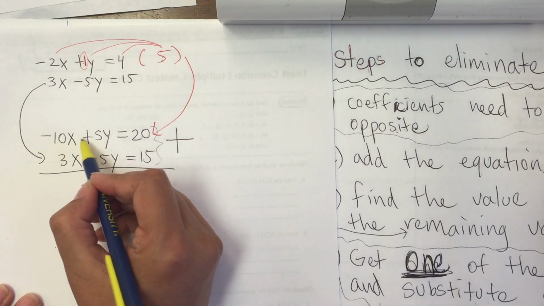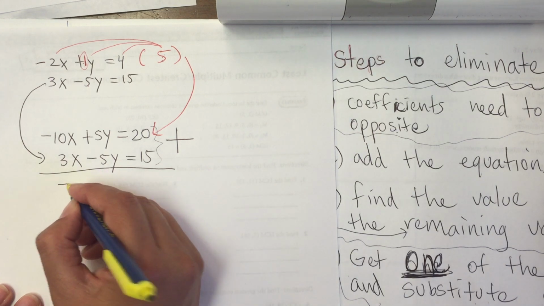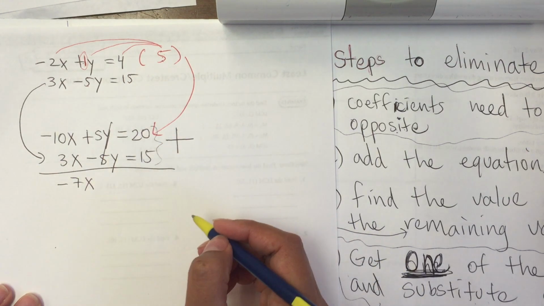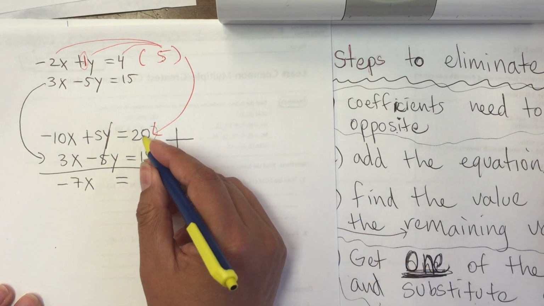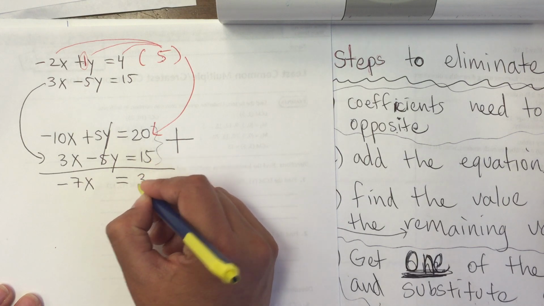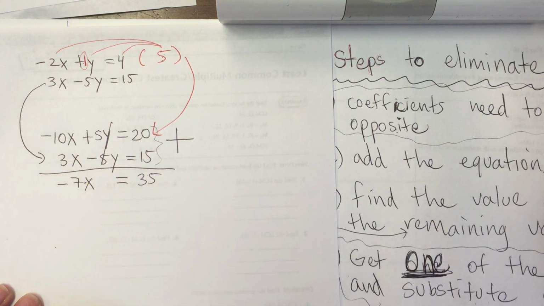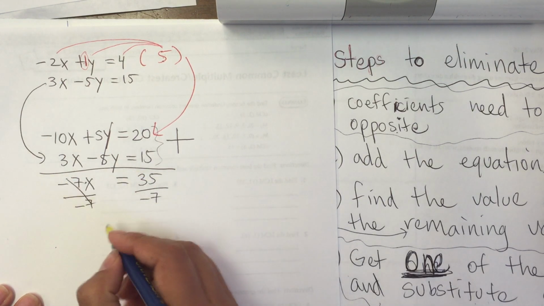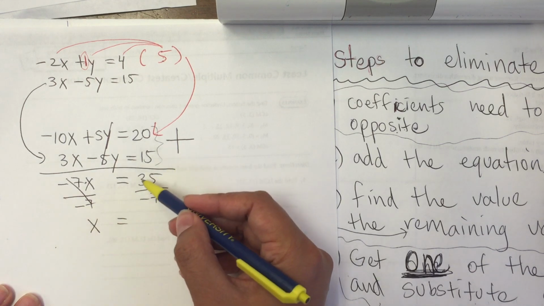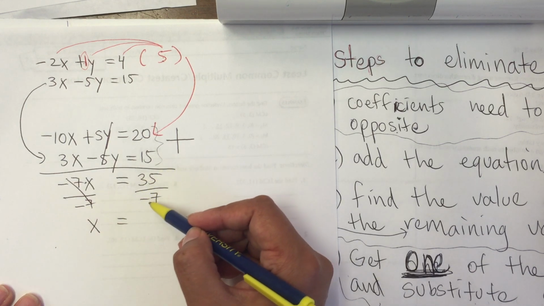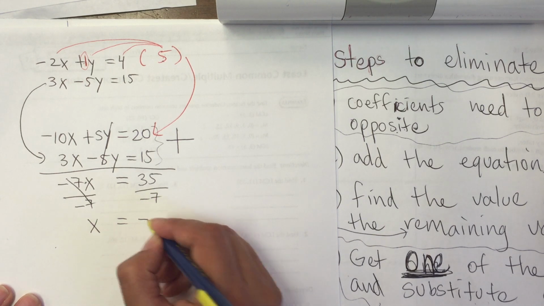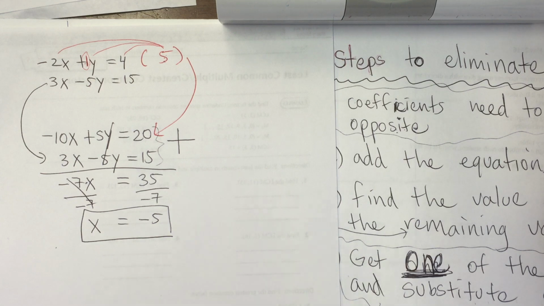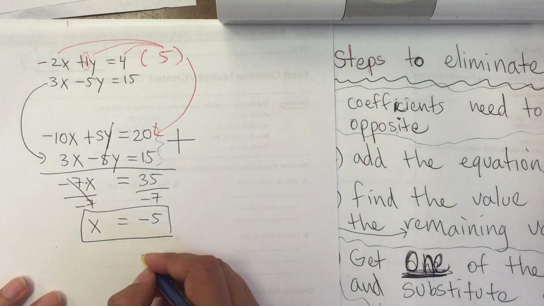And so -10x plus 3x is -7x. 5y minus 5y, you get 0, or cancel. And 20 plus 15 is 35. If you're multiplying, the opposite is divide. And so x is equal to +35 divided by -7, which is -5. Okay, so now I have the value of x. Now I just have to figure out the value of y.